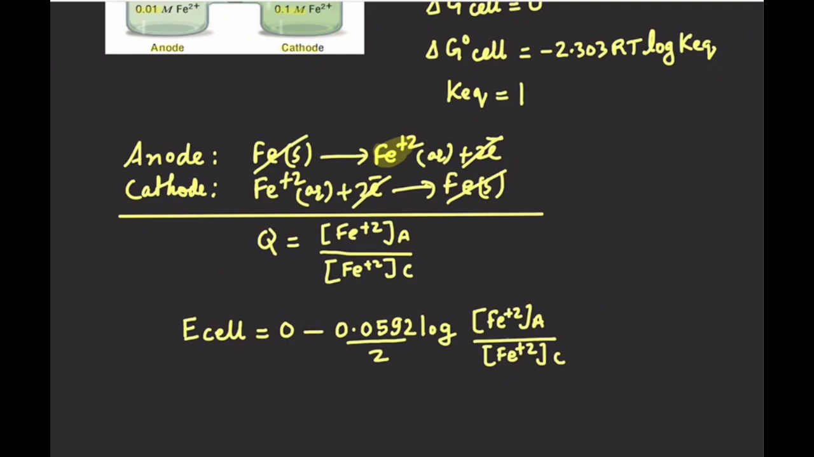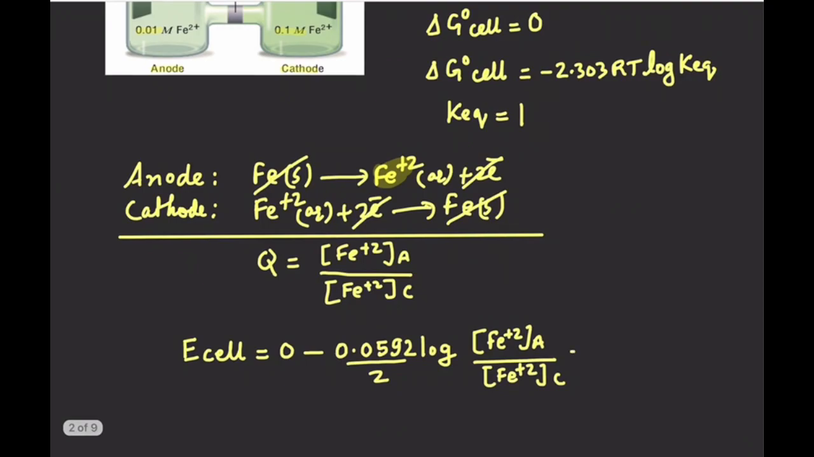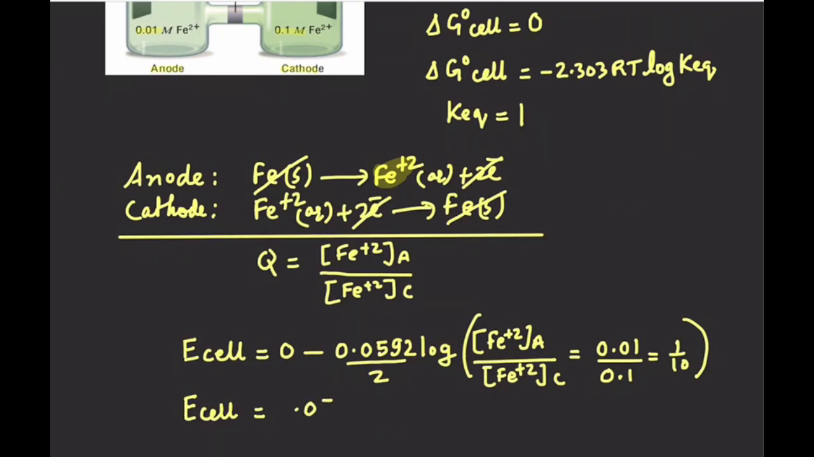So for a concentration cell, the EMF of the cell will be positive when the reaction quotient will be less than 1. So from here in this particular example we can see that the concentration of iron plus 2 at anode compartment is 0.01 and the concentration of iron plus 2 at cathodic compartment is 0.1. So on simplification we are getting this value as 1 by 10. So if we simplify, minus and minus will become plus. So we can write that EMF of the cell is equal to 0.0592 divided by 2 volt, and this value is at 298 Kelvin.